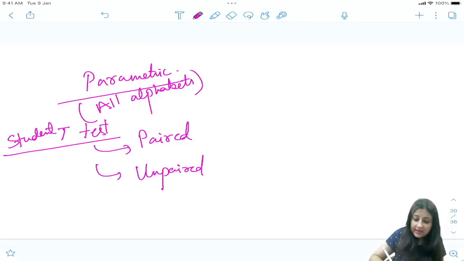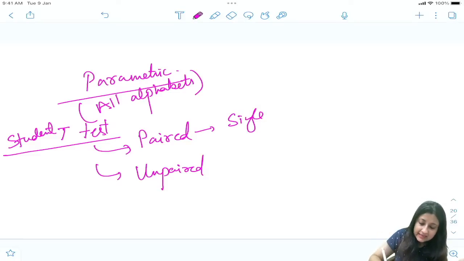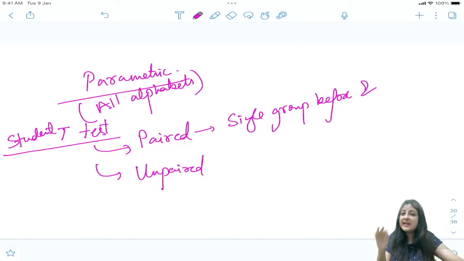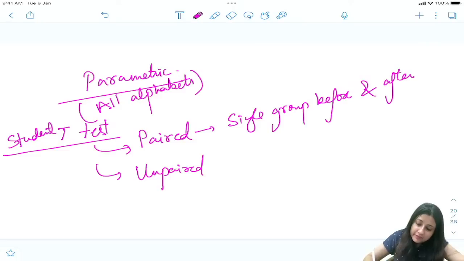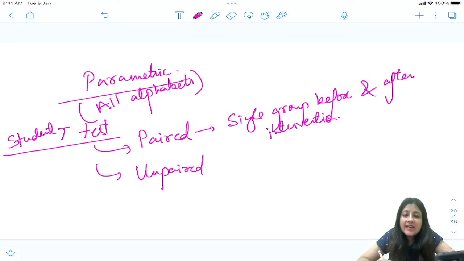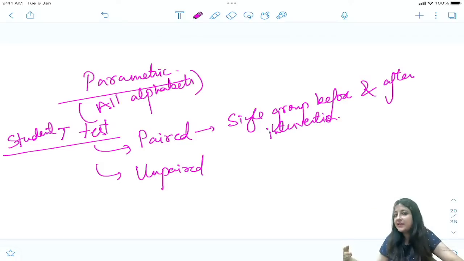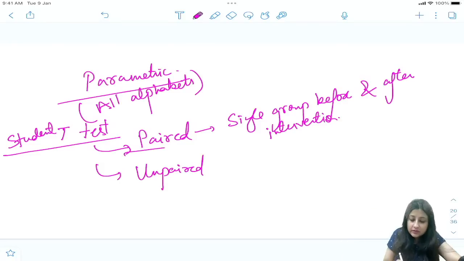Now what does this mean? Paired means we are comparing a quantitative variable in a single group, before and after intervention. Listen to this very carefully. Single group before and after intervention. Suppose I say, let's compare mean hemoglobin in a patient of malaria before treatment and after treatment. Hemoglobin is a quantitative variable, so you will use a parametric test. You're doing it in a single group of patients, before treating the patient and after treating the patient. So we will use paired t-test.